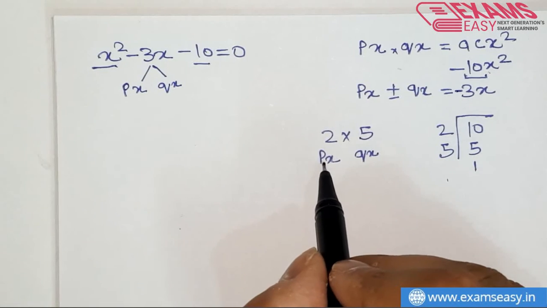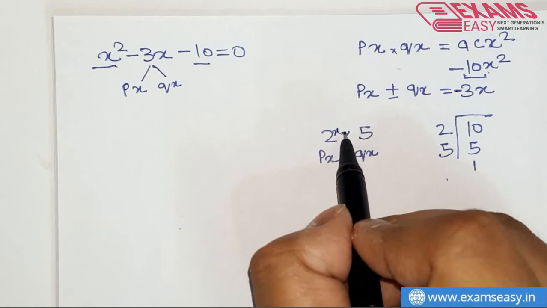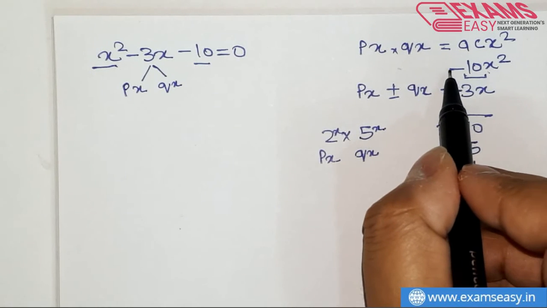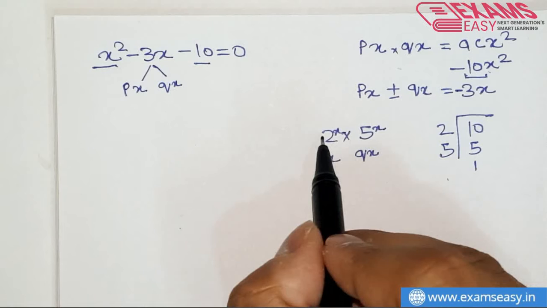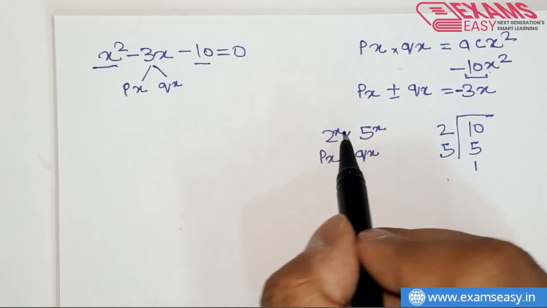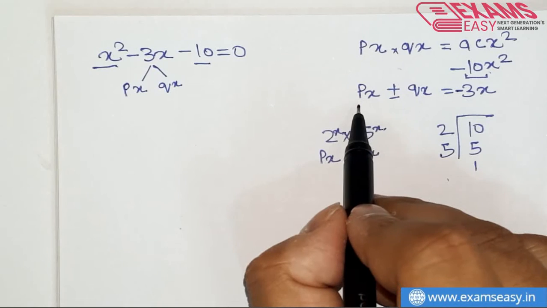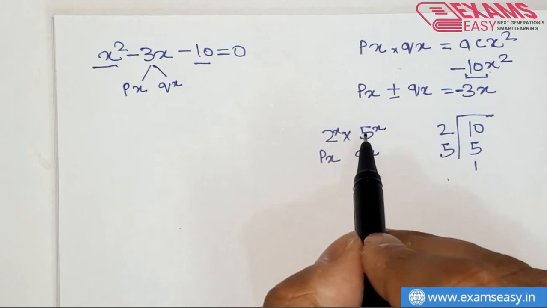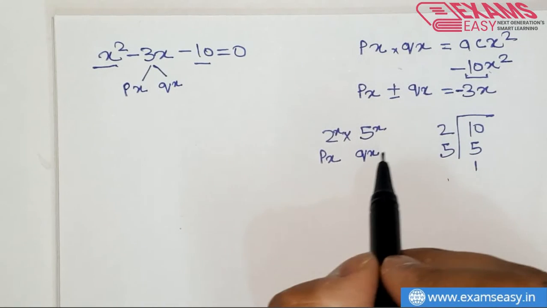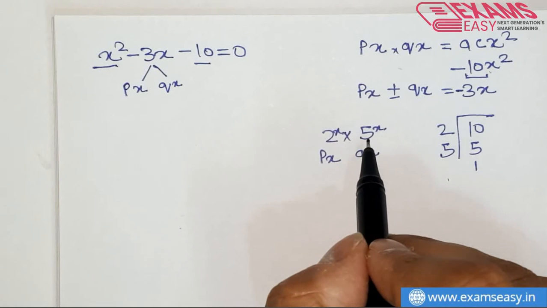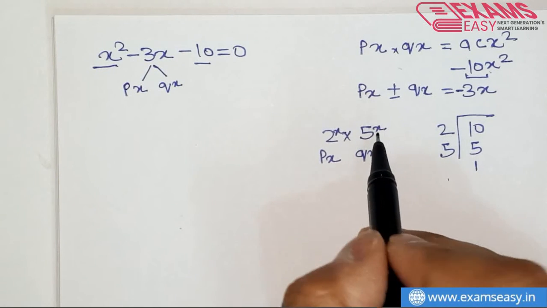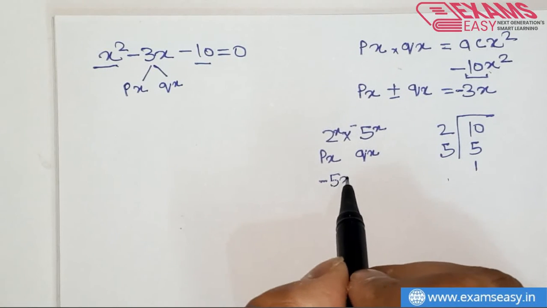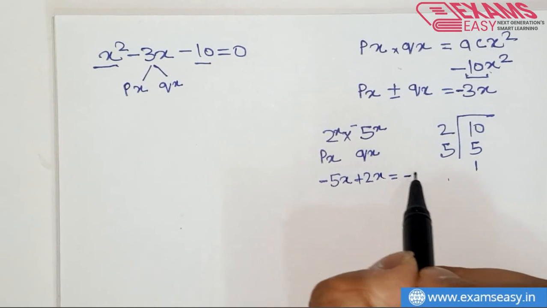Now if you multiply px and qx, that is 2x and 5x, then it will give us 10x square, but we want it in negative. So if either of the digits is negative, then it will satisfy this condition, but we have to satisfy this condition also. If we subtract 5x and 2x, then it should give us minus 3x, and this is only possible when the greater digit, which is 5x, is negative. So if we add minus 5x with 2x, then it will give me minus 3x.